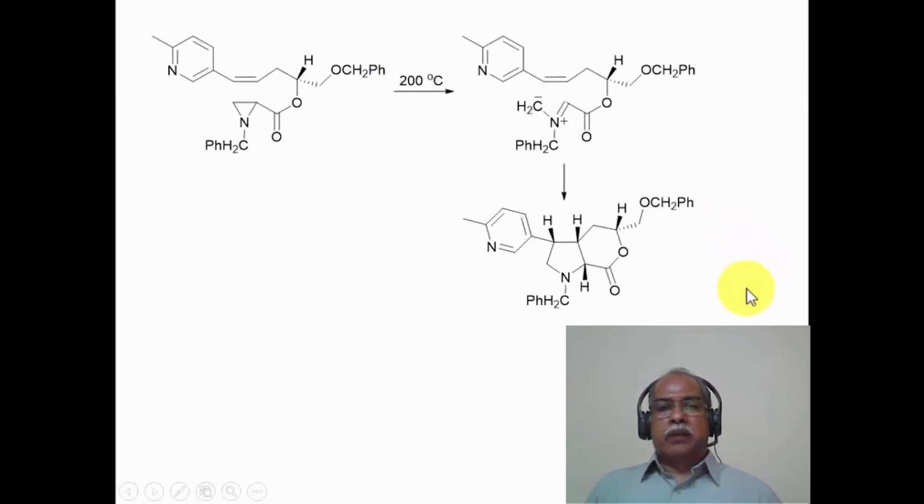Some more examples of intramolecular versions of the trapping of the azomethine ylide by an alkyne. Here is a pyridine substituted vinyl derivative that undergoes the 3+2 cycloaddition reaction to produce this corresponding heterocyclic derivative in a regioselective manner, because there is only one regioisomer that is possible for this tethered group that is being attached to the azomethine ylide in this particular case.